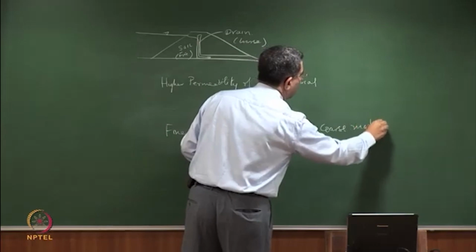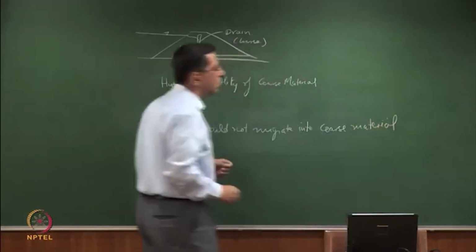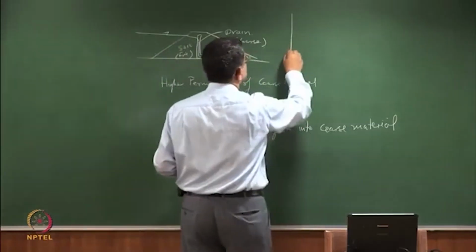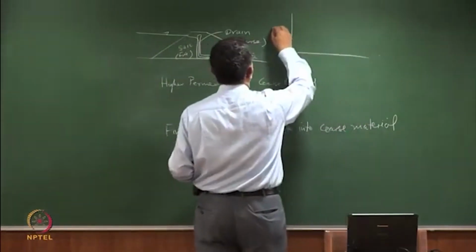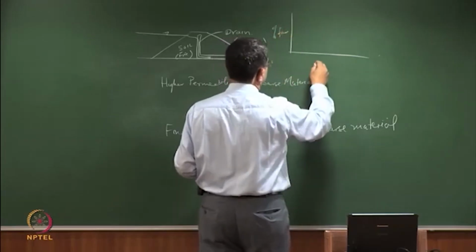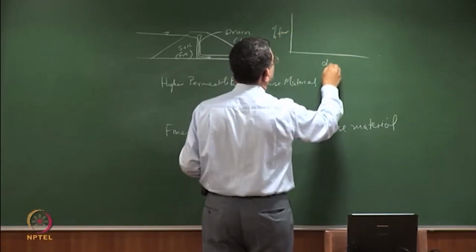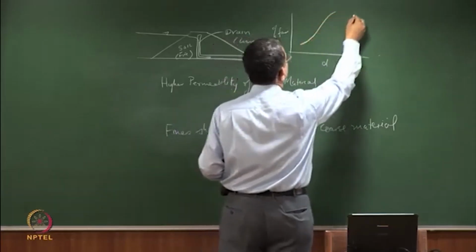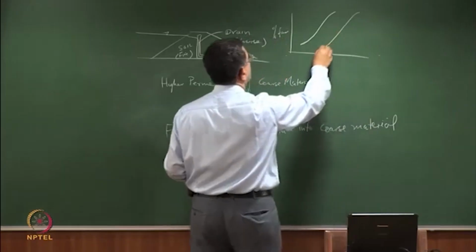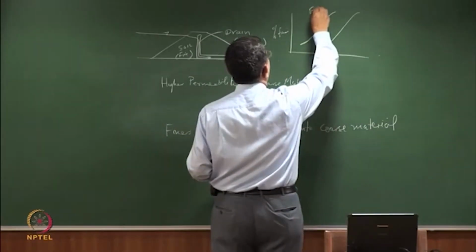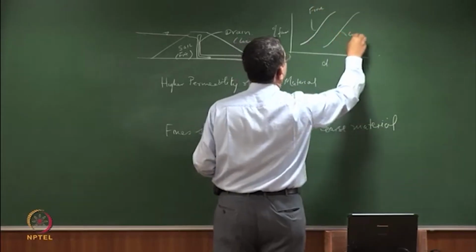Now you will do this if you have not done it already in your slope stability course, but quite clearly, if I make a grain size distribution on a log scale, let us say this is the fine soil and this is the coarse soil.